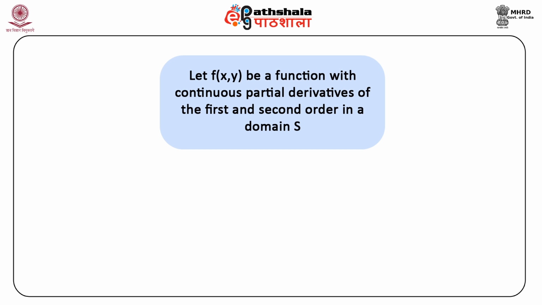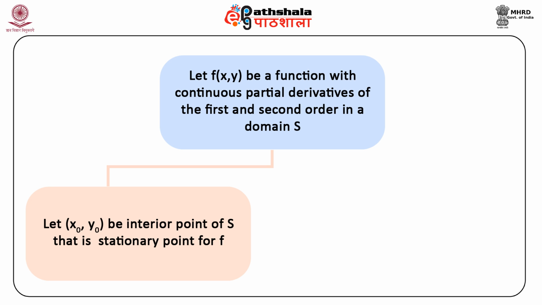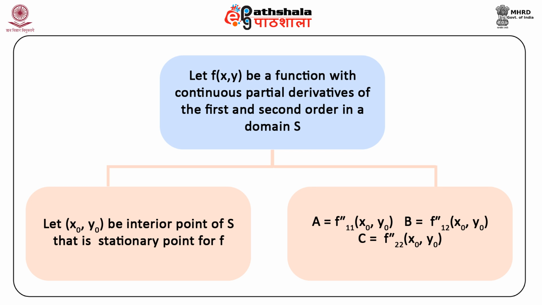Theorem: let f of x, y be a function with continuous partial derivatives of the first and second order in a domain S and let (x0, y0) be an interior point of S that is a stationary point for f, where capital A is equal to the double derivative f11 at (x0, y0), B equal to the double derivative f12 at (x0, y0) and C equal to the double derivative f22 at (x0, y0).